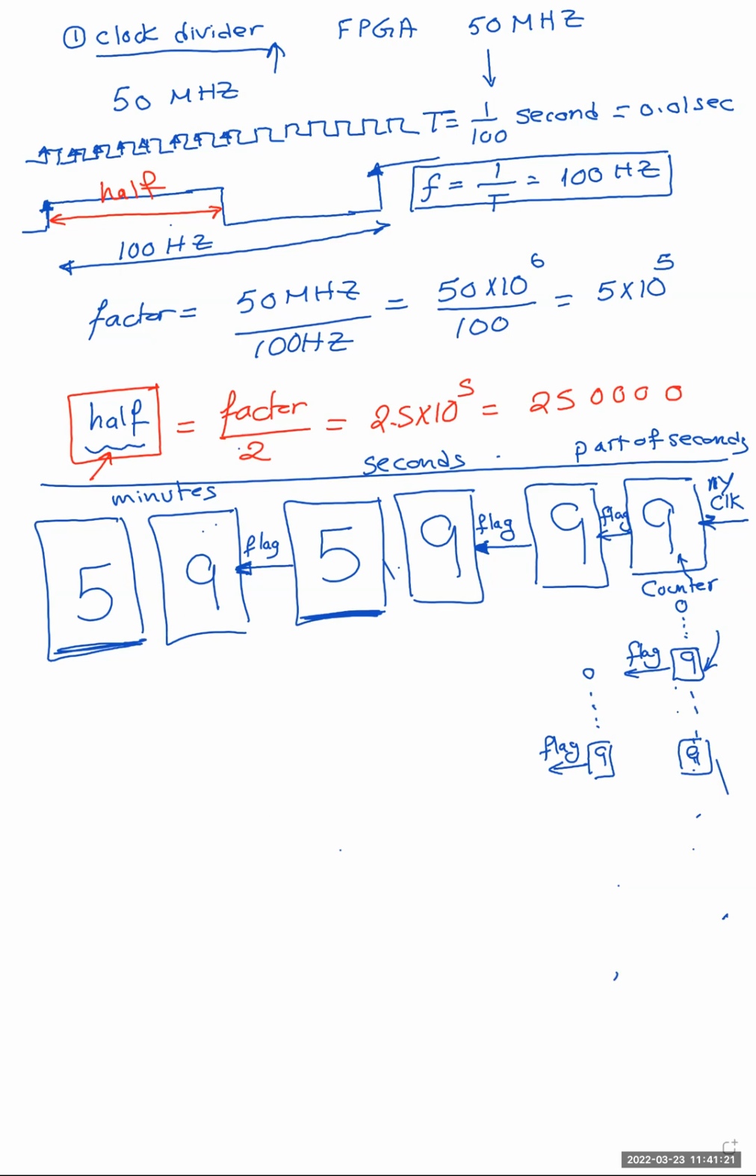Now I'm going to do the same thing here. It will start to count, and once it reaches the number 9, it will send a flag out. It will send a flag to the next 7 segment display.